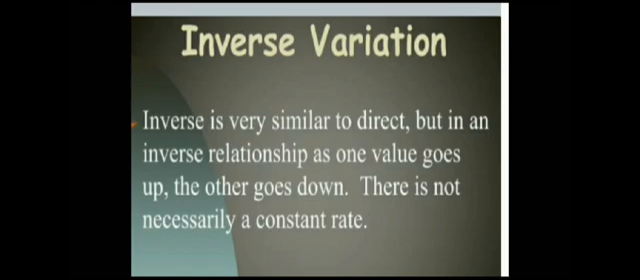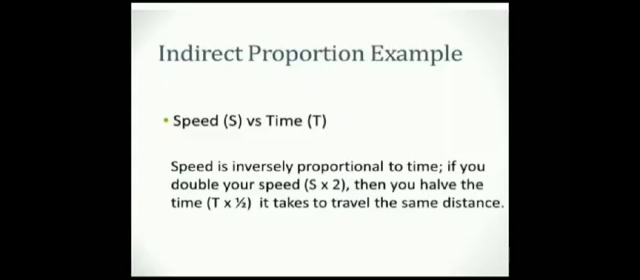Inverse is very similar to direct, but in an inverse relationship, as one value goes up, the other goes down. There is not necessarily a constant rate. This is known as inverse variation. Let us understand with the help of one example. Here we are taking speed as s and time as t. Speed is inversely proportional to time. If you double your speed, then you halve the time it takes to travel the same distance.